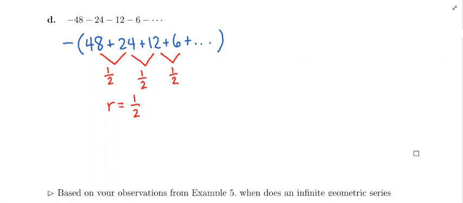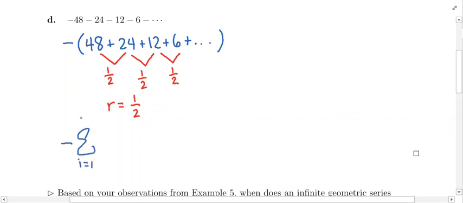If I wanted to write this in summation notation, I'm going to leave the minus sign outside of the summation notation, and then add from i equals 1 to infinity. What does my series look like? I take the first term, which would be positive 48 because I already yanked out the negative sign, times the r value raised to the i minus 1 power. This is how you can quickly write it in summation notation. Again, the question becomes, do we think this thing converges? Can we add it up?